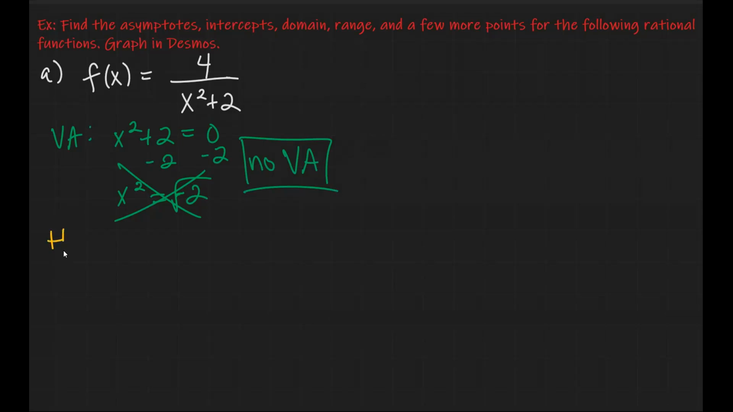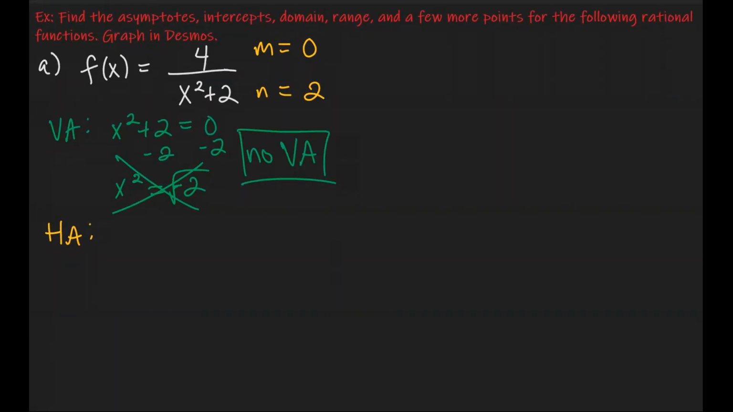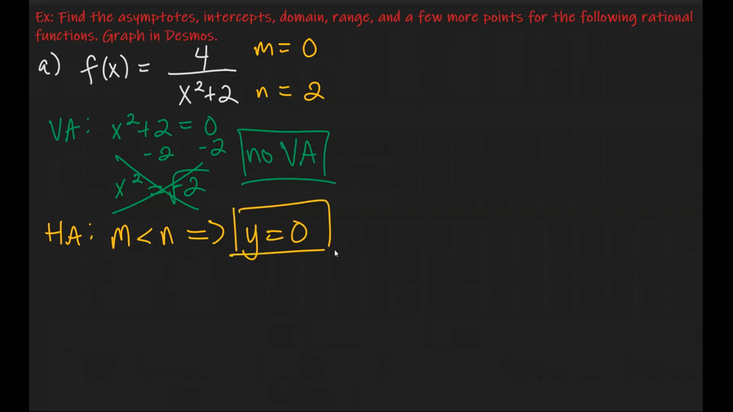What about our horizontal asymptote? Let's look at the degrees. What's our m and what's our n? Whenever we have a constant, the degree is 0. This has a degree of 2. The numerator is smaller than the denominator. What's our rule? It means that our horizontal asymptote is y equals 0. So because m is less than n, that means our horizontal asymptote is y equals 0.